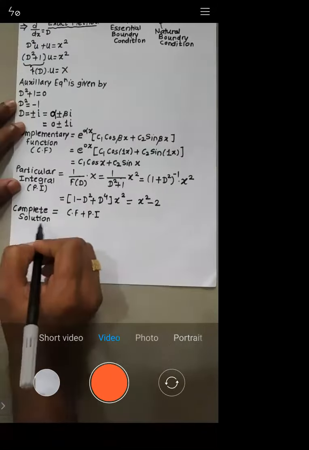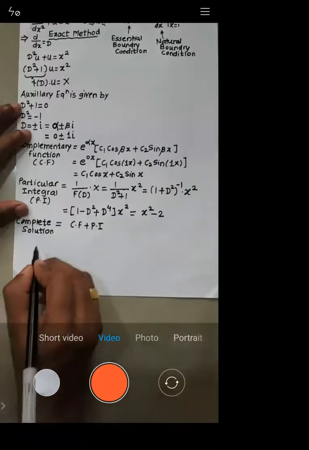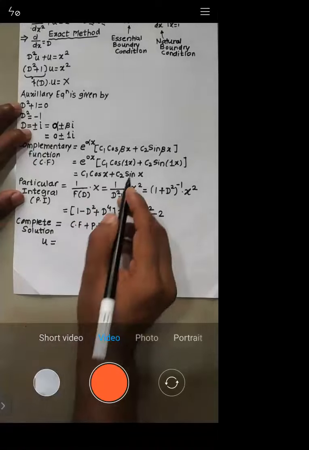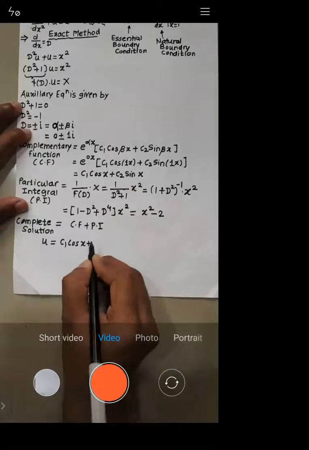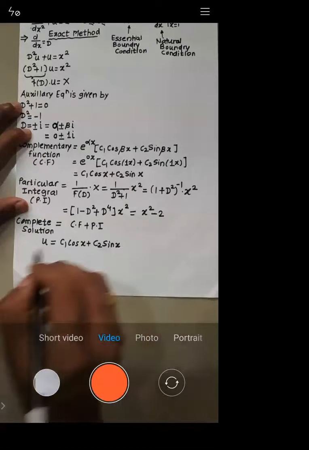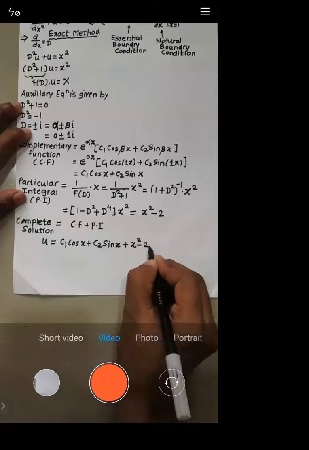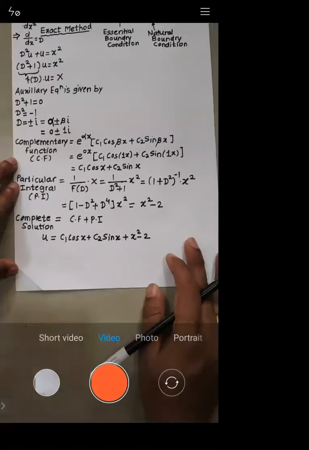See, you are solving this problem for getting the solution of which variable? U. Okay, so the complete solution you will get is for u. And what is your complementary function? C1 cos x plus C2 sin x. Okay, this is your complementary function. Plus, what is your particular integral? X square minus 2. Is it okay with this one? Yes or no?